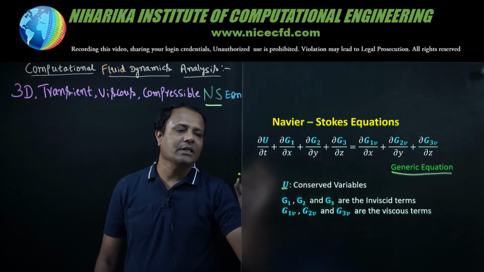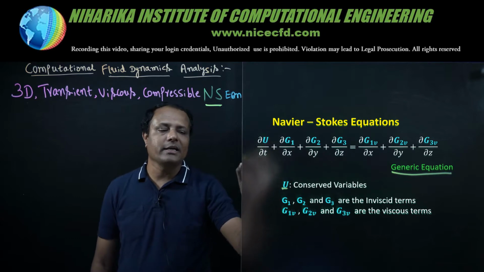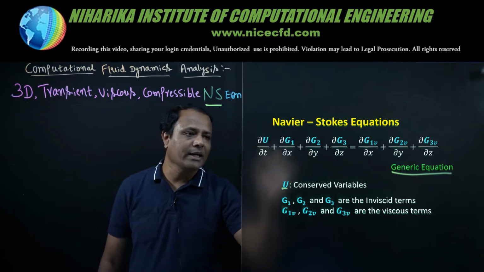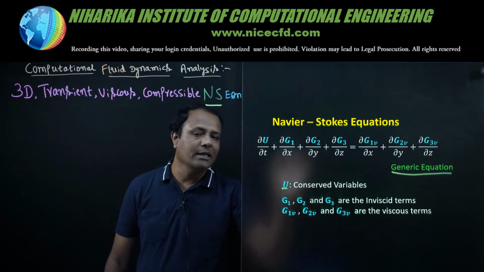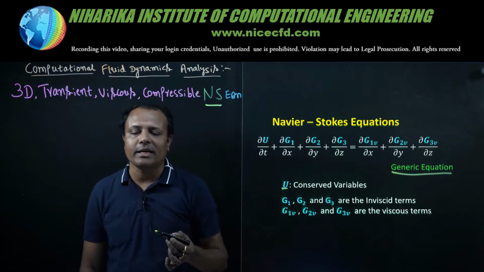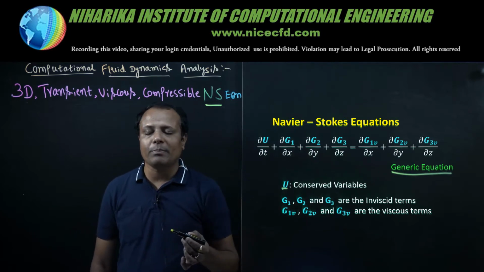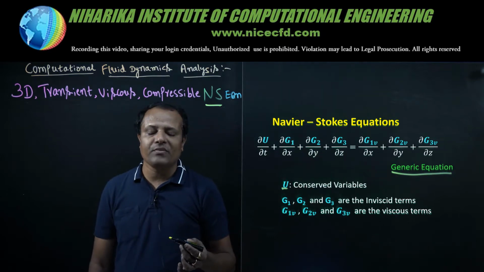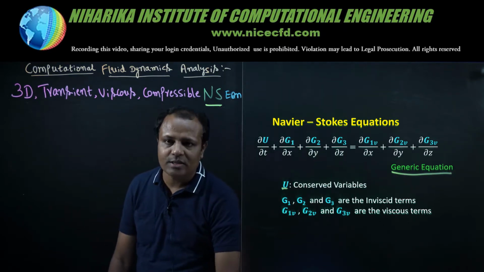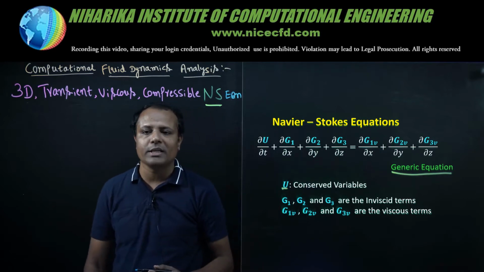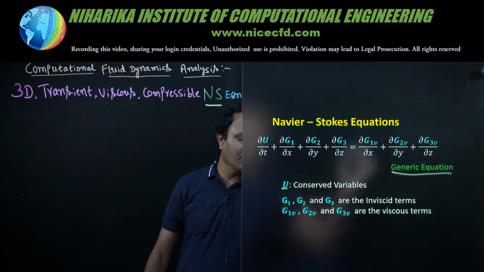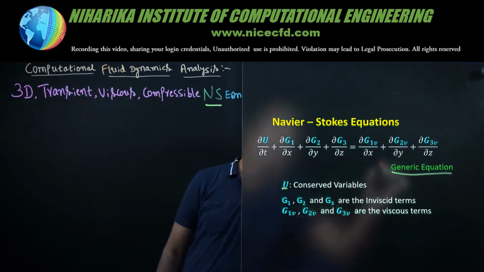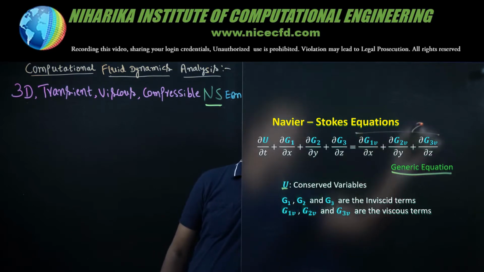So the generic equation is del U by del t plus del G1 by del x plus del G2 by del y plus del G3 by del z equals del G1V by del x plus del G2V by del y plus del G3V by del z. The suffix V in G1V, G2V, G3V on the right hand side represents viscous. So the right hand term of the Navier-Stokes equation represents the viscous term. So this will be the viscous part of the Navier-Stokes equation.